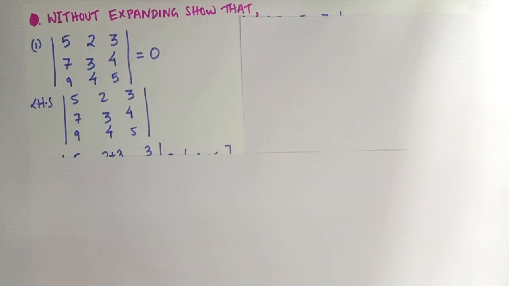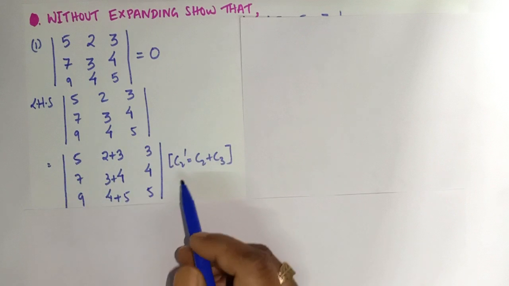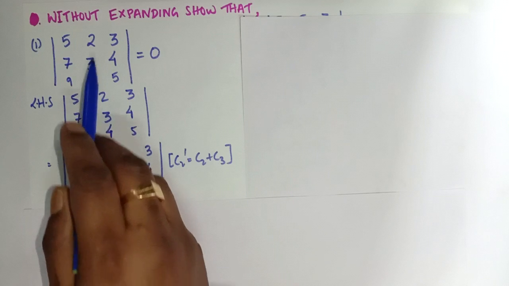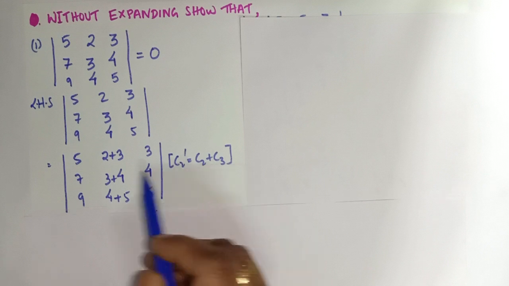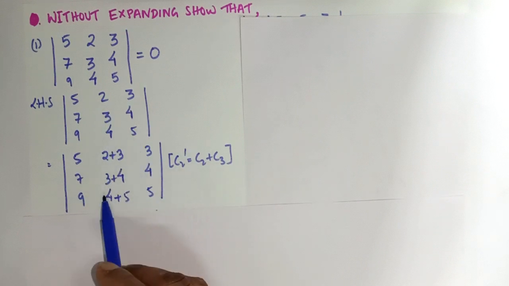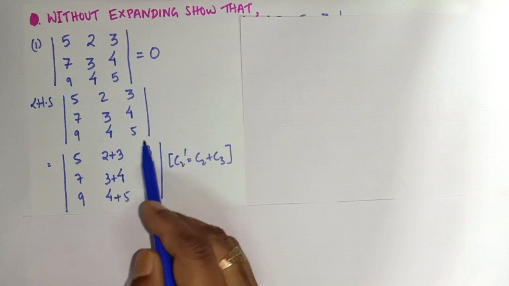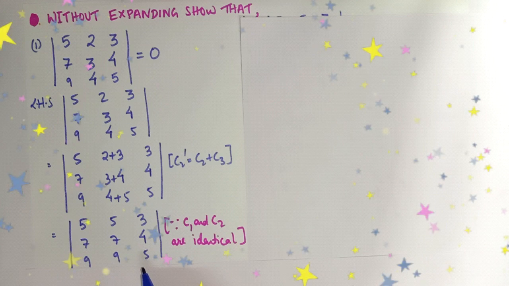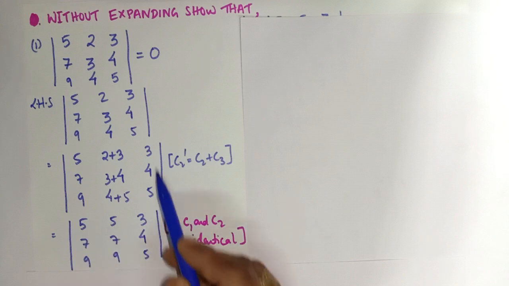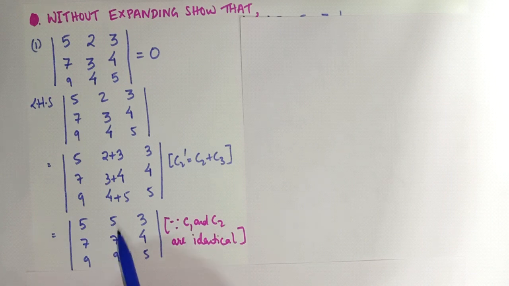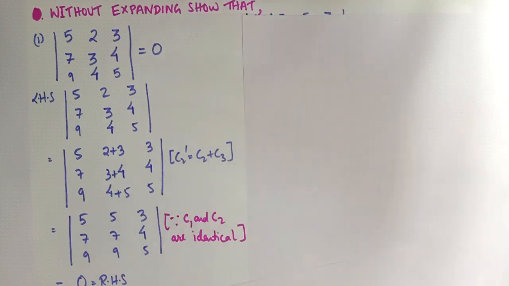The left hand side I'll write as it is. Now what I am doing is C2 dash. That means column 2 I am changing by adding column 3, so C2 plus C3. By using this operation, 2 plus 3, 3 plus 4, 4 plus 5, but column 3 will remain the same. In the next step, 5 7 9, 2 plus 3 is 5, 3 plus 4 is 7, 4 plus 5 is 9. So 5 5, 7 7, 9 9, and 3 4 5 as it is. Now what we got is that column 1 and column 2 are identical. Identical means by that property I can directly write 0. So I got the answer.